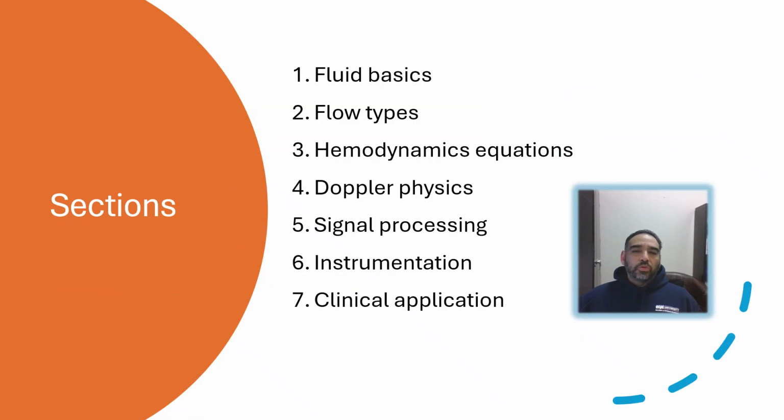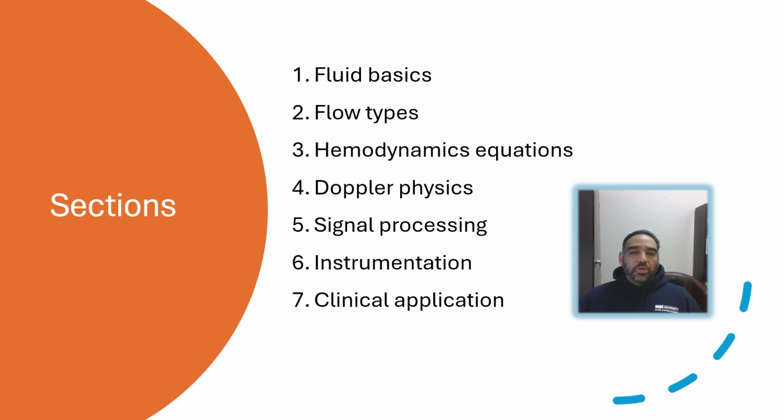Now that we've worked through Doppler fundamentals, let's step back and look at the progression once again. So we began with fluid basics, understanding what blood is and what allows it to move. Then we explored flow types, identifying the different velocity patterns within a vessel. Next came the hemodynamics, where physics explained those patterns mathematically, connecting pressure, resistance, radius, and flow. After that, we entered the Doppler physics, where motion became frequency shifts. Then we examined the Doppler effect, the Doppler equation, and the critical role of angle.